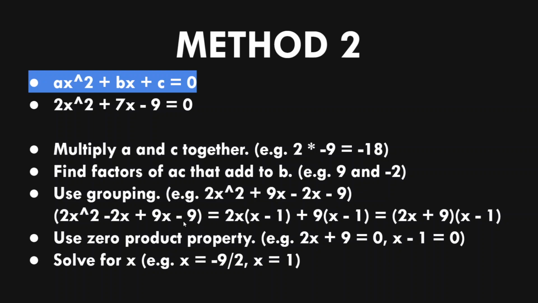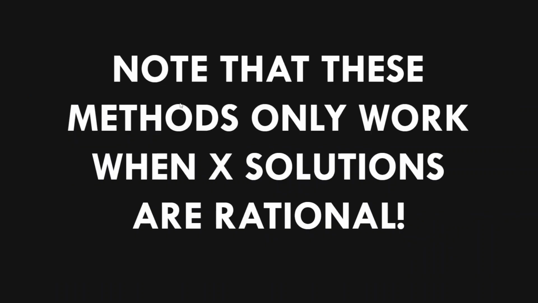And then to finally solve it, you have to use the zero product property. So here you get 2x plus 9 is equal to 0, and x minus 1 is equal to 0. And then you solve for x using these equations. And you get x is equal to minus 9 over 2, and x is equal to 1. But these two methods only work for when the x solutions are rational.